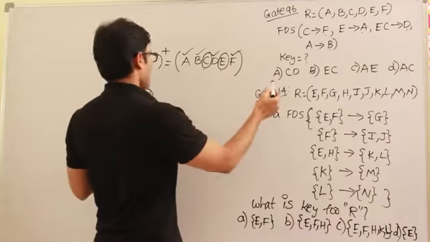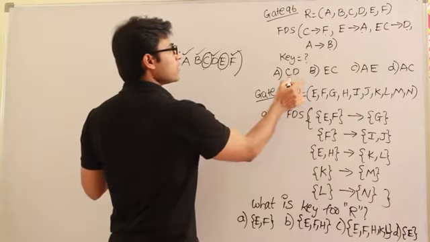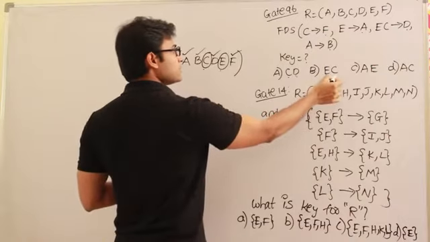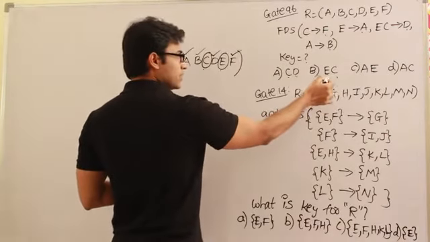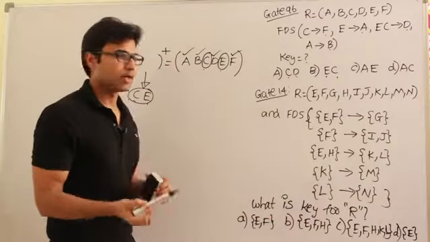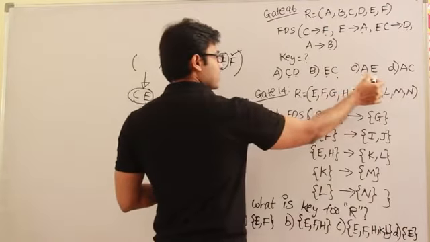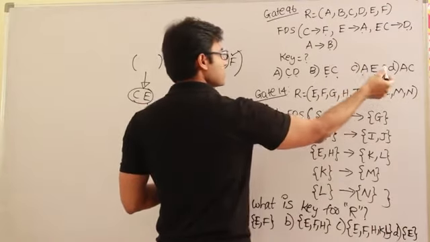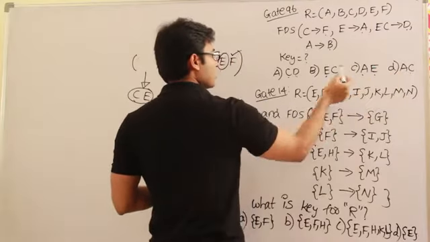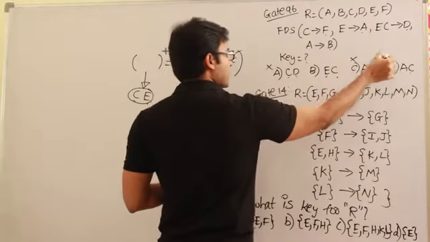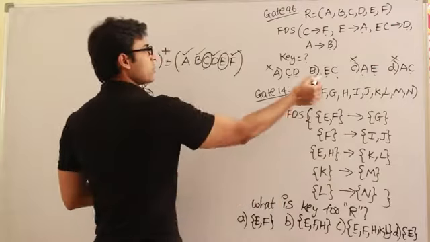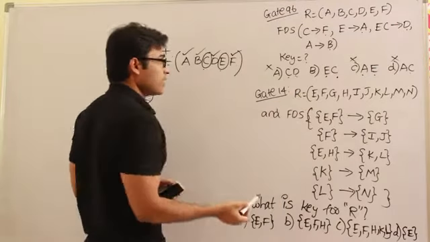See this. Now this one doesn't contain E, so there is no way you can get E here. This one contains CE. It might be the answer, I'm not sure. And this one doesn't contain C, therefore it is not. This one doesn't contain E, therefore it is not. So all these three are definitely not going to be the keys. So definitely this should be the answer.